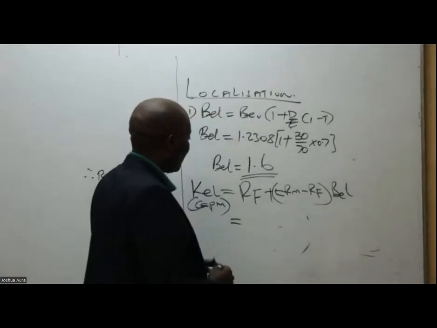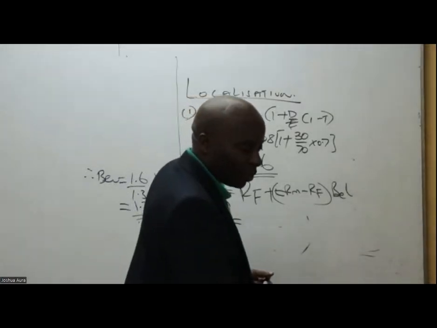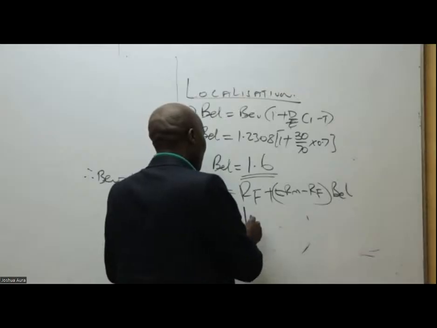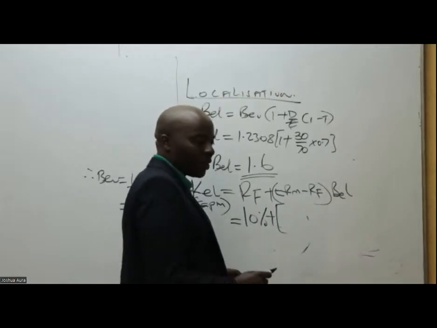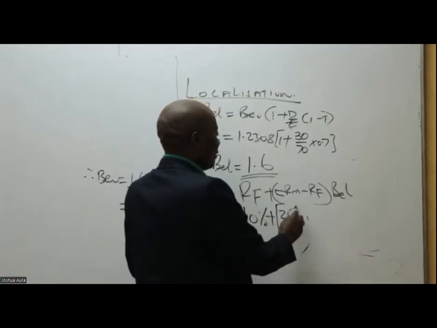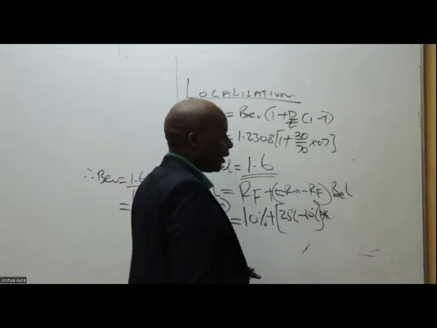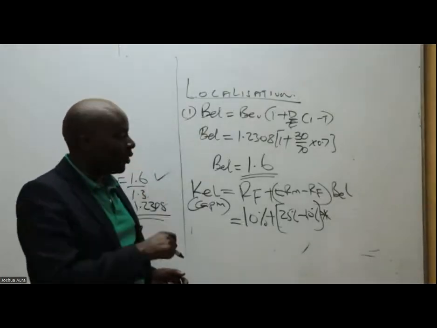So risk-free, is there somebody who can remember the risk-free rate of return? 10. Thank you so much. So risk-free rate of return is 10 here. Plus, how about market returns? Market returns 25 minus 10% multiplied by beta equity of a levered organization.